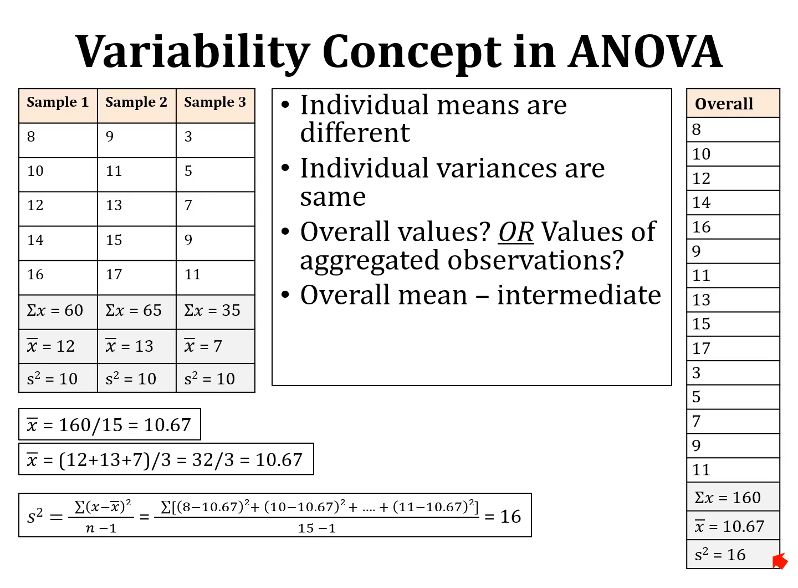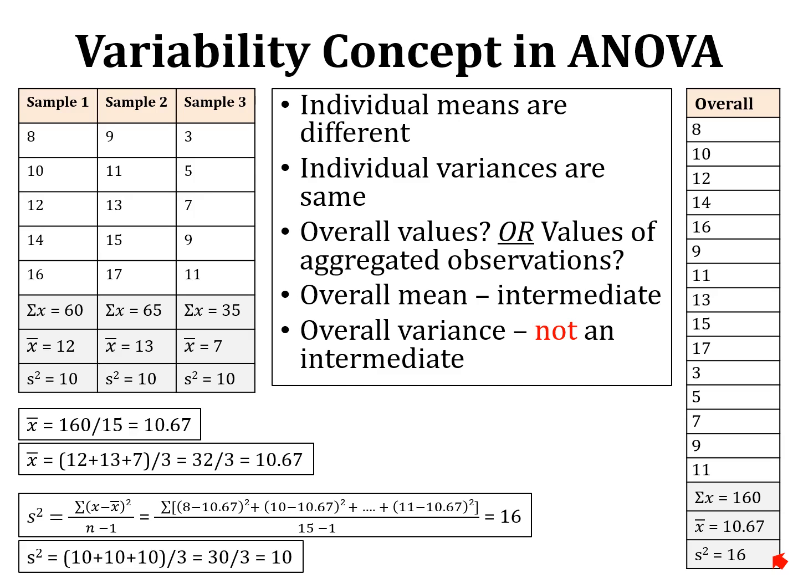Now let's see if this value of 16, like the mean value, is the intermediate of the sample variances. We see that the overall variance is not an intermediate value, because the individual variances for the three samples are 10 each. But in this case, the overall variance is 16, and we can confirm that by taking the grand variance, or the intermediate variance. So this is 10 plus 10 plus 10 divided by 3, and the answer is 10. And the overall variance that we have calculated from this column is 16, which is not an intermediate value.